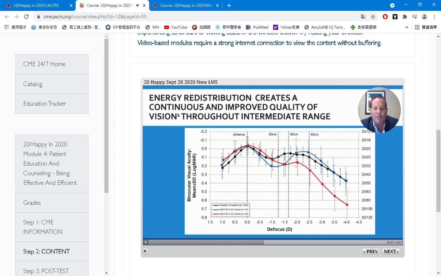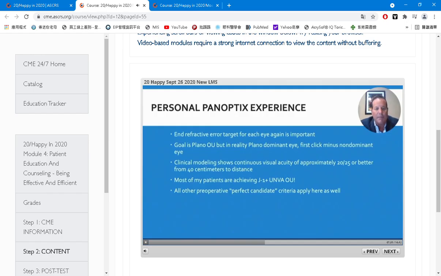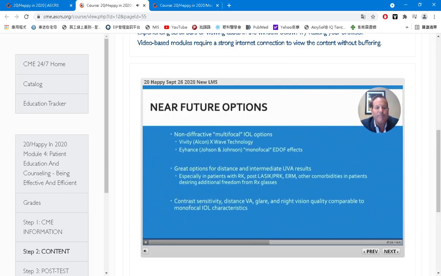And so you really don't lose intermediate or near. There are certain patients that are better candidates than others, but the same preoperative testing needs to be done as discussed earlier to make sure the patient's a perfect candidate. Most of my patients are achieving J1 uncorrected near vision when we shoot for plano in both eyes, or first click minus in the non-dominant eye and plano in the dominant eye.